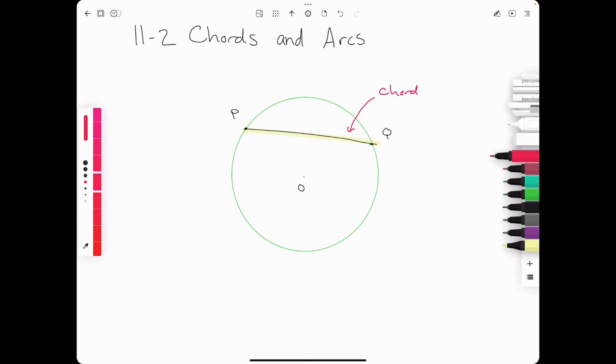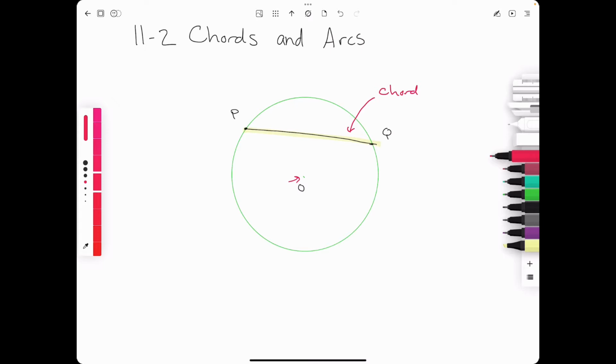It's spelled like the chord on a piano or on a guitar, with an H. So it's not going through the center, right? The endpoints of it are on the circle. It's a chord. Usually it doesn't go through the center, though it technically can. Okay, so there's a theorem that relates to chords.